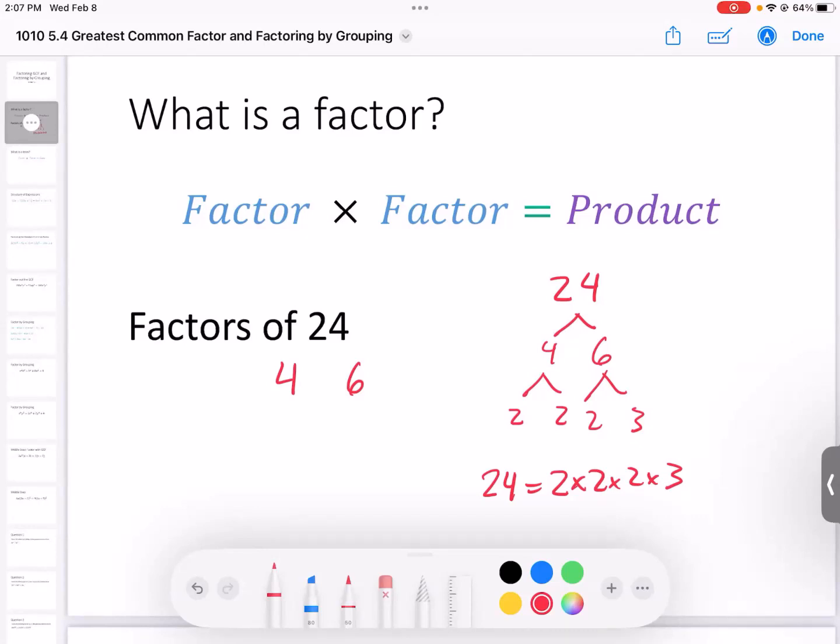So what we're going to be working on today is we're going to take polynomials and we're going to factor them. So our goal is, instead of having a number and breaking it down into things that are multiplied, we're going to have a polynomial and we're going to break it down into smaller polynomials that can multiply together to equal that polynomial. So that's kind of the goal of factoring.